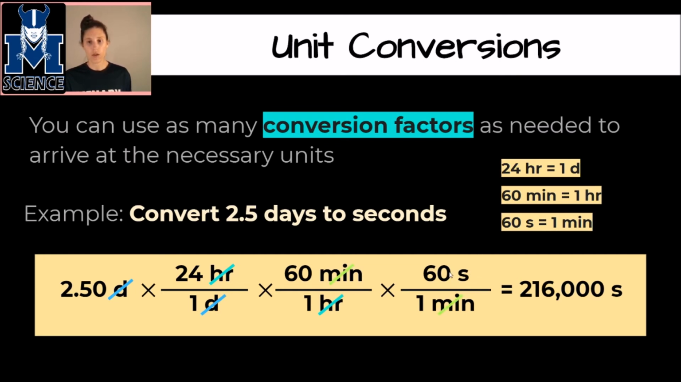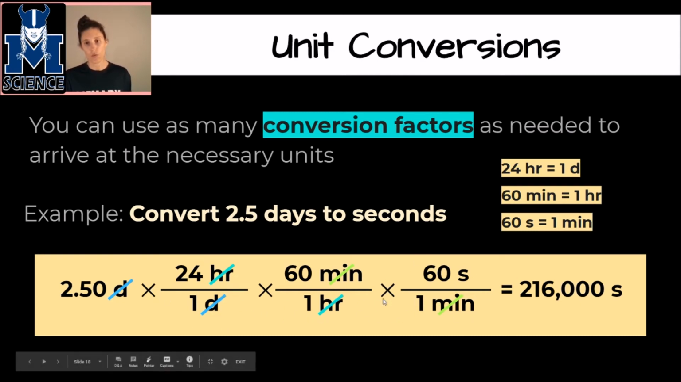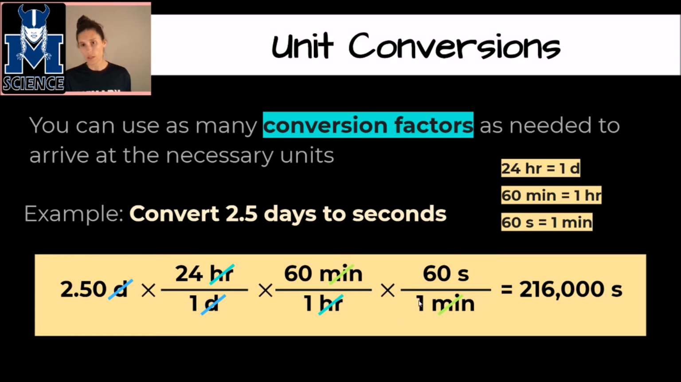And now our units are good. Okay, so now we can go ahead and do the math. Well, we got 2.5 times 24 times 60 times 60. Okay, we would divide by 1, but there's nothing in the denominator except for 1. So we just need to multiply those on the top, and we get 216,000 seconds. Okay, so that successfully took our units from days to seconds.